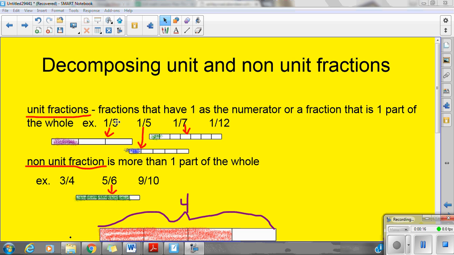Examples of unit fractions would be 1/3. As you can see, one part is colored out of 3. 1/5, 1 out of 5. 1/7, and 1/12. A non-unit fraction is a fraction that has more than one part of the whole shaded in, or we're talking about more than one piece. Examples of non-unit fractions would be 3/4, 5/6, 9/10.